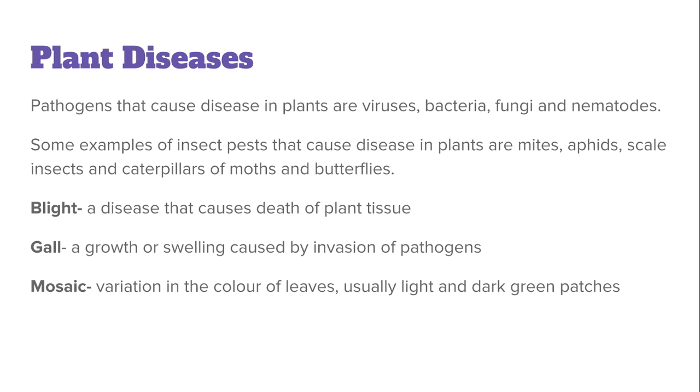So pathogens that cause diseases in plants are viruses, bacteria, fungi, and nematodes. And then there's also insect pests that can cause disease, and these include mites, aphids, scale insects, and caterpillars of moths and butterflies. Three examples which we might see in terms of the effect it has on a plant. So we see blight, which is a disease that causes the death of plant tissues, gall, which are growths or swellings caused by the invasions of pathogens, and then we might see the mosaic, which is the variation in the colour of leaves, usually causing light and dark green patches.